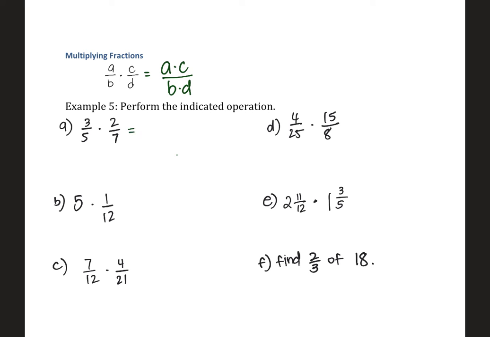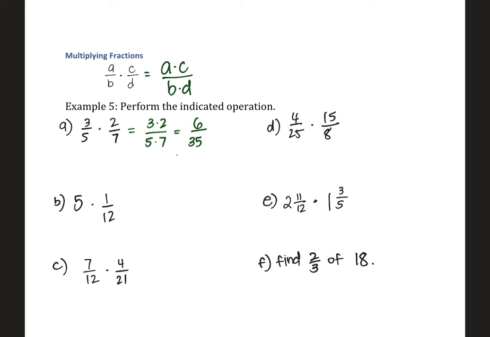3 times 2 over 5 times 7, which is just 6 over 35. Always check when you give your answer as a fraction. Check if you can reduce it or simplify it in any way. 6 and 35 have no common factor, so that is in its simplest form.